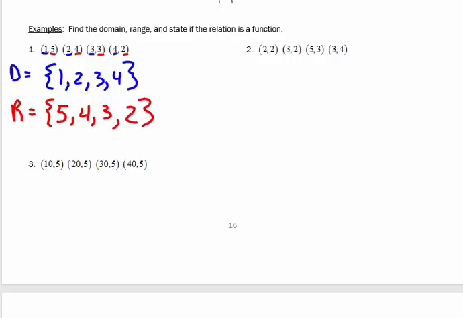Then at this point we need to decide, is this relation a function? So going back to look at our x values, we see that each x value was only used once. So yes, this relation is a function.